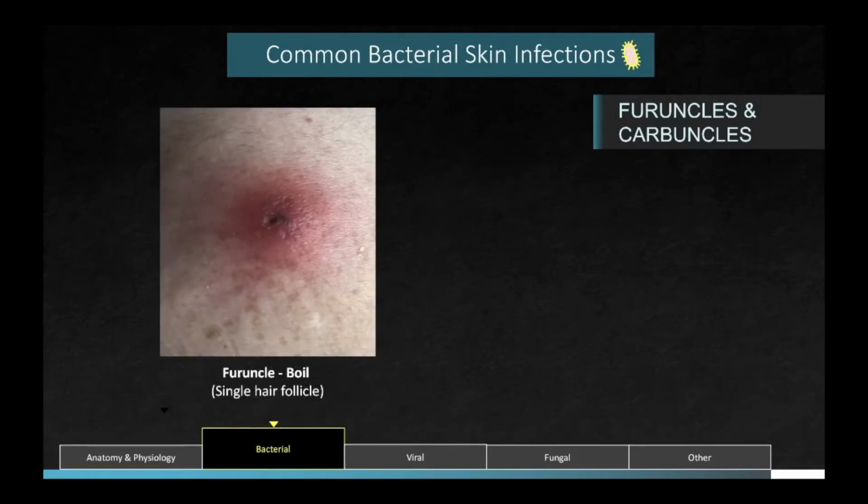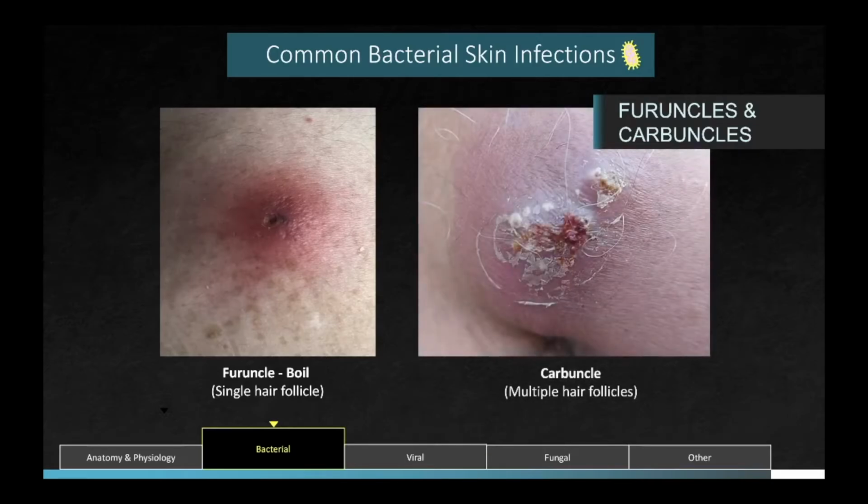Furuncles are abscesses that form around a single hair follicle, and they tend to present as tender, red, warm, pus-producing lesions in hair-bearing areas. Whereas furuncles involve a single hair follicle, the image on the right shows a process by which a larger abscess forms around multiple hair follicles. This is called a carbuncle and leads to a painful, hot, red, suppurative mass, again in hair-bearing areas, but generally of a more significant size than the furuncle.